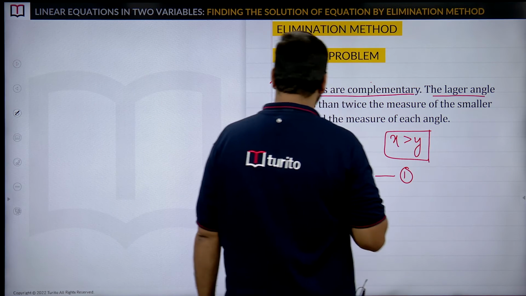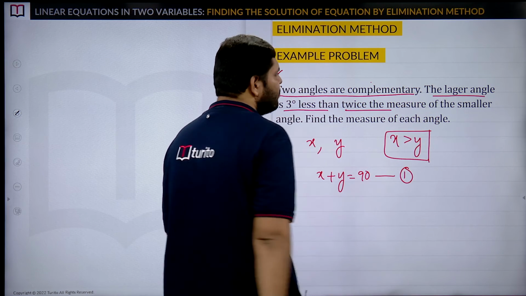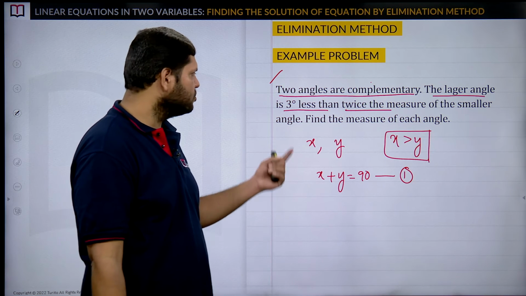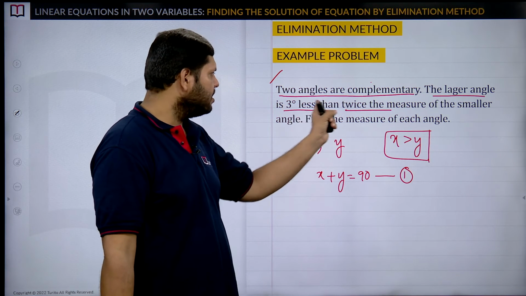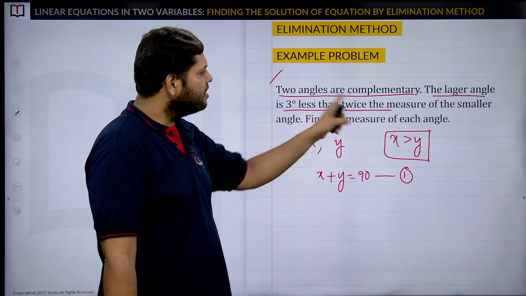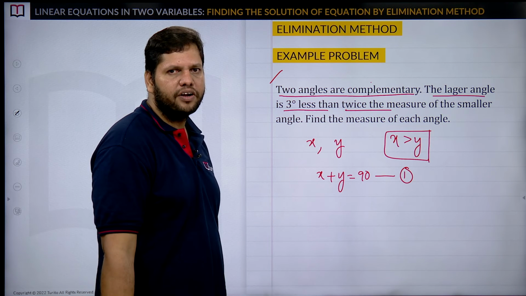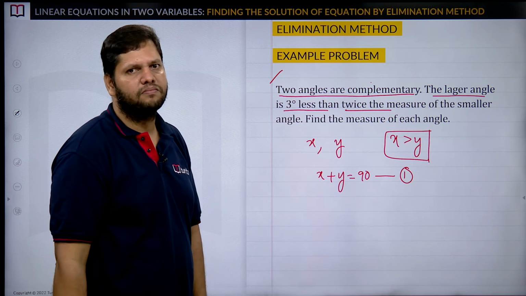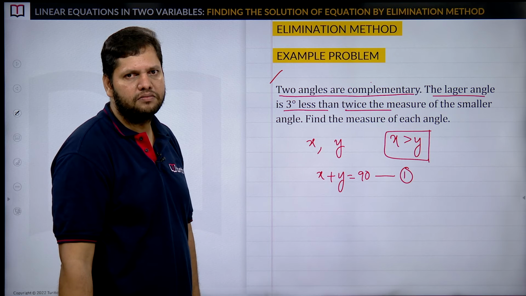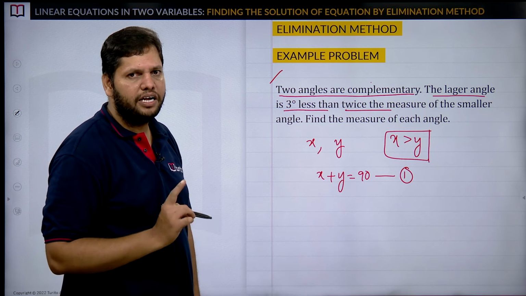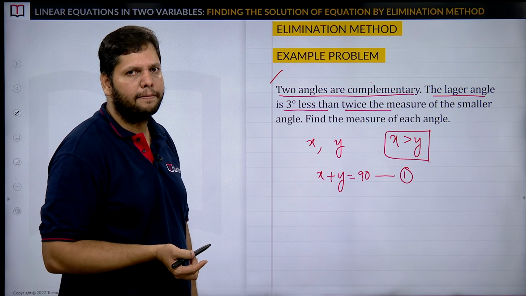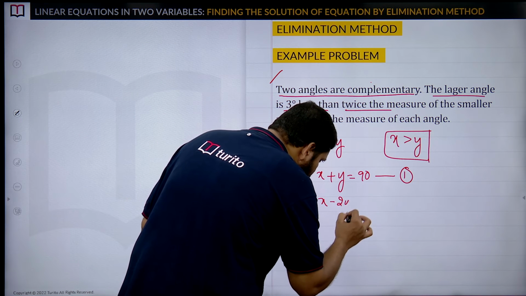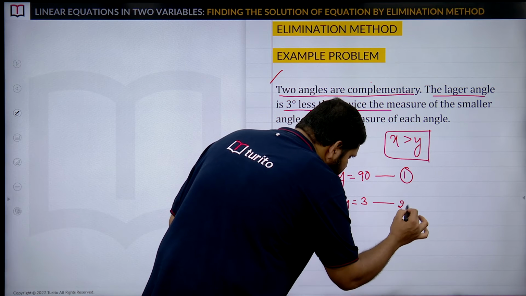Next one. The larger angle is 3 degrees less than twice the measure of a smaller angle. What is the question, children? The larger angle is 3 degrees less than twice the measure of the smaller angle. Are you getting my point, children? That means the difference of the larger angle and 2 times the smaller angle is equal to how much? 3. So what can we write? X minus 2y is equal to 3. So take this as equation 2.